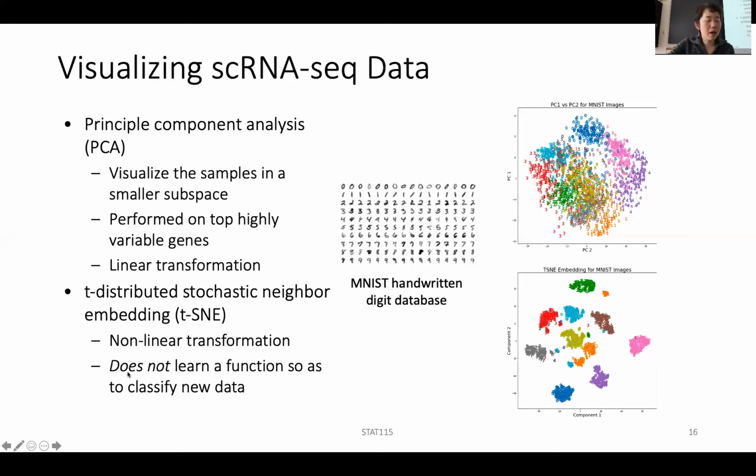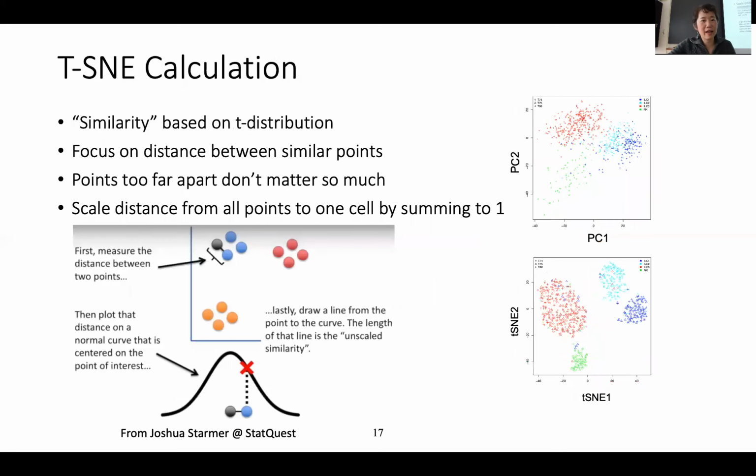So you wonder, why don't we use this for clustering or for classification? One problem is that t-SNE actually does not learn a function to classify new data. If you learn everything with your training data, when the new data comes, there's no function you can plug in to show how the new data is projected onto the old one. And so you can't really use it for classification. It's only a way for us to visualize the result of clustering.